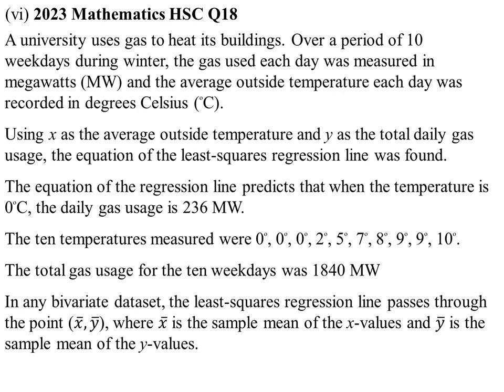X is going to be the average of the outside temperature, Y is going to be our total daily gas usage, and we've found a least squares regression line. The equation of that line predicted when the temperature is 0, the gas usage will be 236. The 10 temperatures measured to make all this prediction, and there they are, 0, 0, 0, 2, 5, 7, 8, 9, 9, 10. But the total gas usage for those 10 days, 1,840. Again, they've reminded us that in any data set, that least squares regression line will pass through the average of the two, and they've defined those for us.